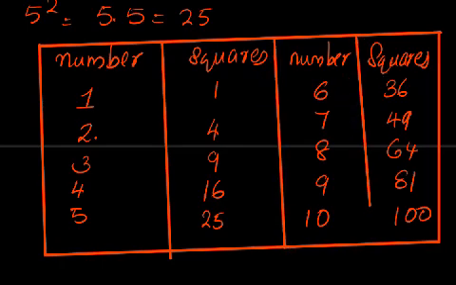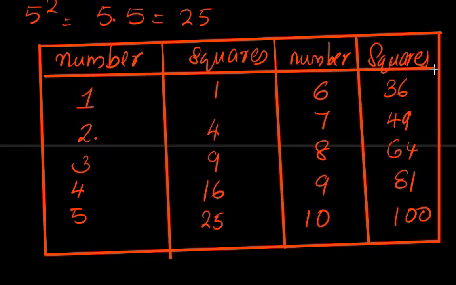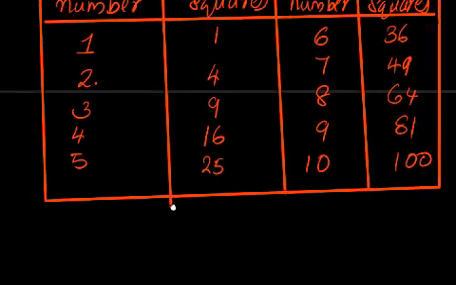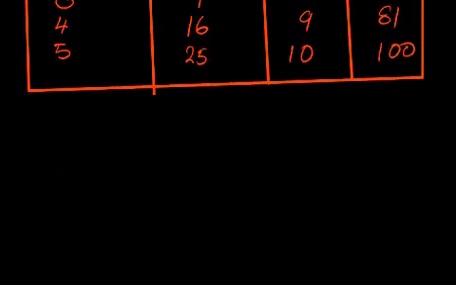Okay, so we have numbers from 1 to 10 and the squares of them. Square of 1 is equal to 1, square of 2 is equal to 4, and square of 3 is equal to 9, and so on. Okay, then what is square root? The symbol for square root is this. Square root of 16 is equal to 4. So we can see that 4 into 4 is 16. Is it? So the reverse thing.